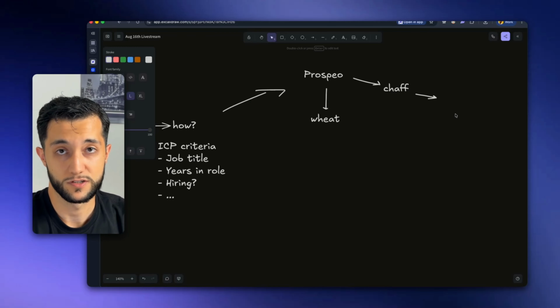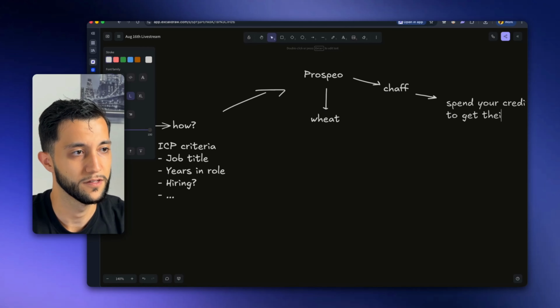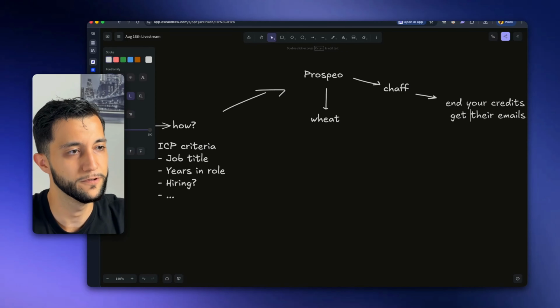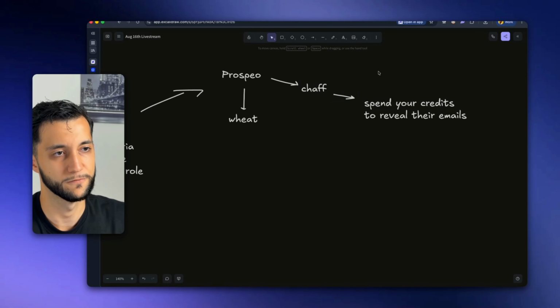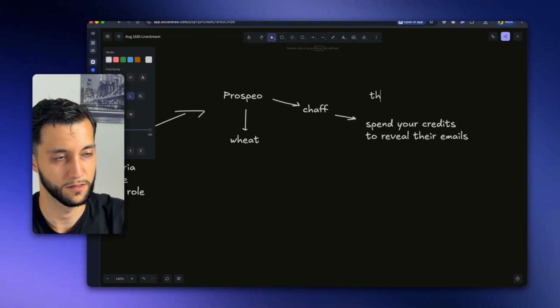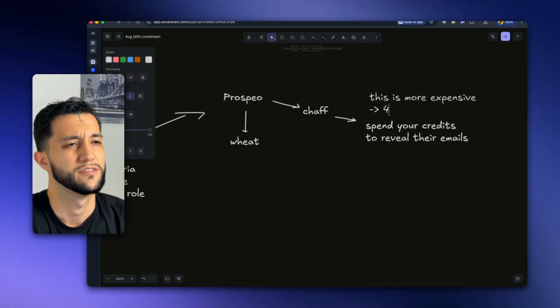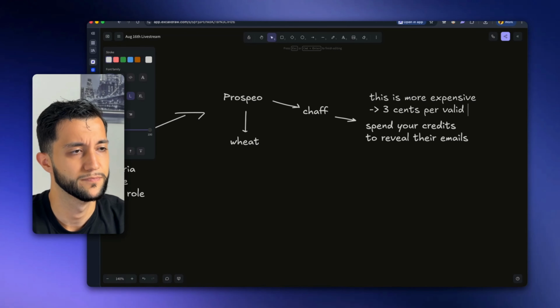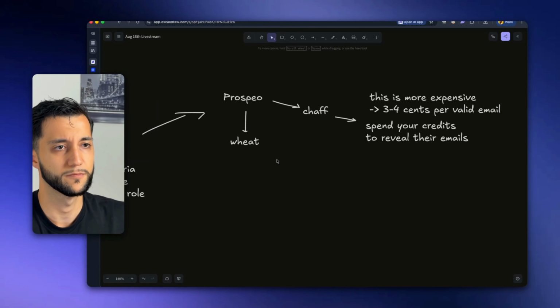So you would just spend your credits to get their emails, to reveal their emails. This is the more expensive route. This gets you, I think, about 3 cents per valid email. Sometimes 3 to 4 cents per valid email.